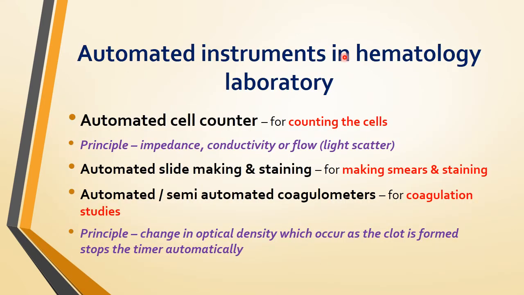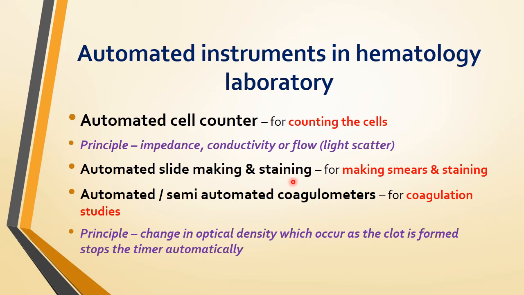So in our hematology laboratory, we also have some of the automated instrument. That is, main important one is our automated cell counter. It is mainly used for counting of the cells. Just know the name of the principle, on which principle the cell counter works. It works on the principle, that is the Coulter principle, or it is impedance or conductivity or flow principle. It is also known as light scatter principle. By different principles, the automated cell counter can work.